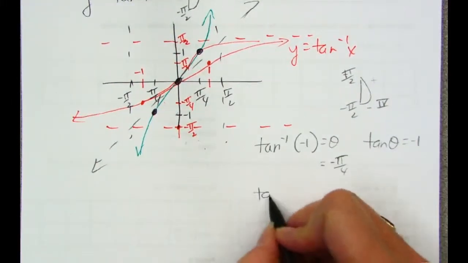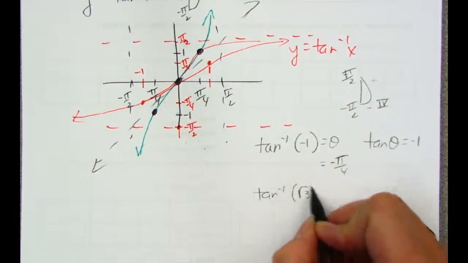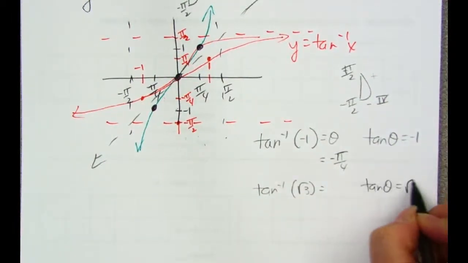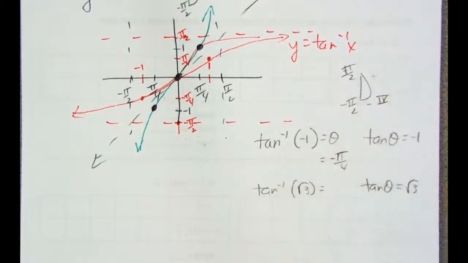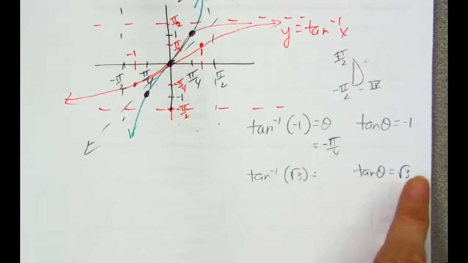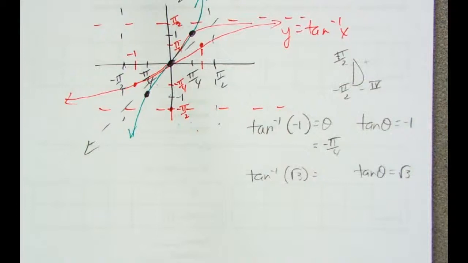Let's try another one. The inverse tangent of the square root of 3. In other words, tangent of theta equals square root of 3. Oh, that's going to be up here in quadrant 1 because it's positive. That tangent is a positive ratio. So where am I going to get a square root of 3? So you can jot it down in your paper. Which one is it? 1/2 over square root of 3 over 2, or square root of 3 over 2 over 1/2? Which one is it?